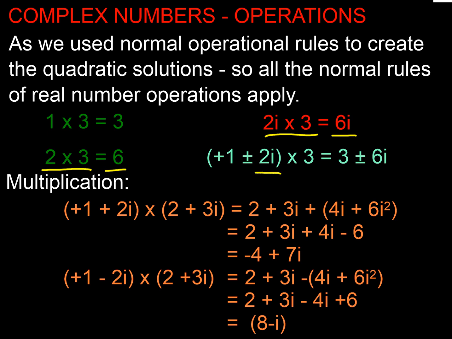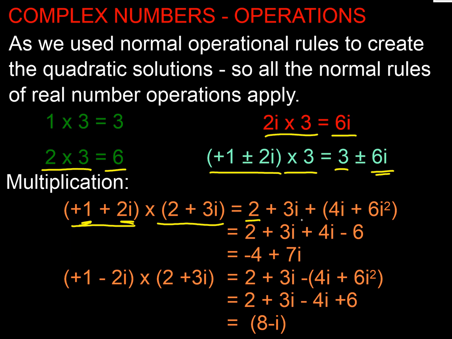Or if we had a bracket here, 1 plus our 2i, and we multiplied by that 3, we'd get 3 plus or minus 6i. So that's all fairly straightforward, but we get some strange effects when we multiply two complex numbers together. So let's have 1 plus 2i times, in brackets, 2 plus 3i. And if we just go through and do all our factors, I've done it here by multiplying through the 1 first and then the 2i second.